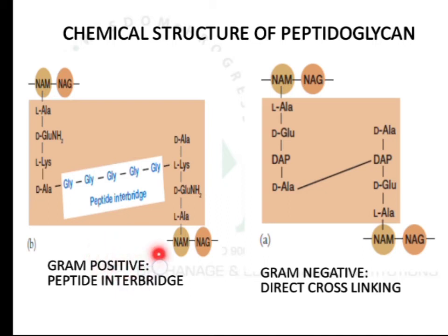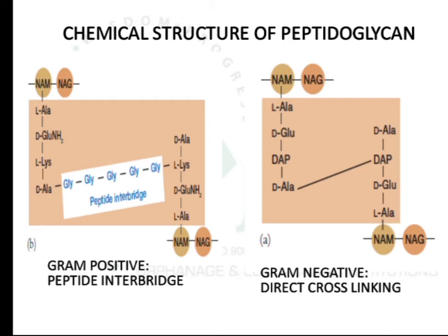In the case of gram positive bacteria, there is a pentaglycine linkage. The N-acetyl muramic acid has amino acids, and L-lysine is bound to the adjacent N-acetyl muramic acid's fourth amino acid.